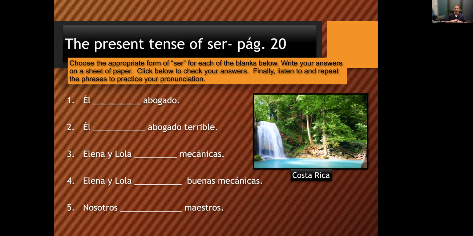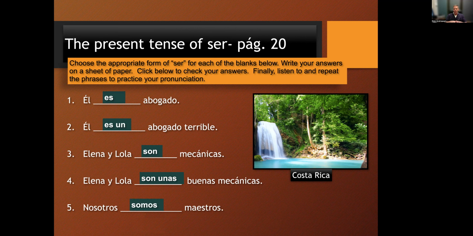Número 3. Elena y Lola son mecánicas. They are mechanics. Número 4. Elena y Lola son unas buenas mecánicas. Número 5. Nosotros somos maestros.